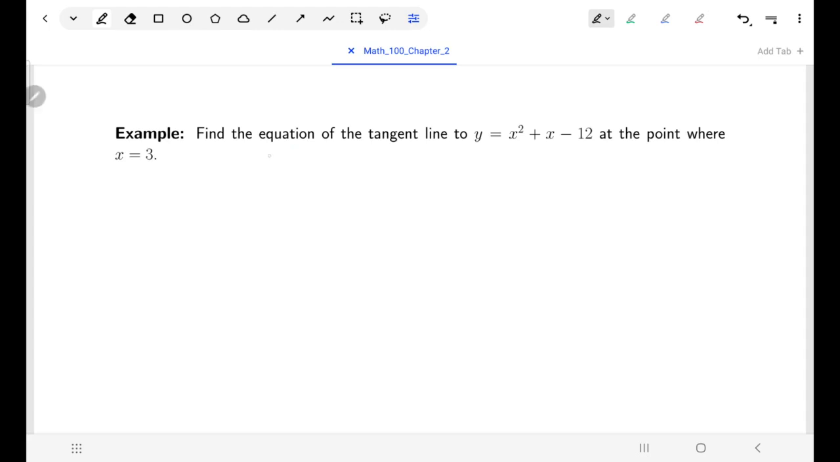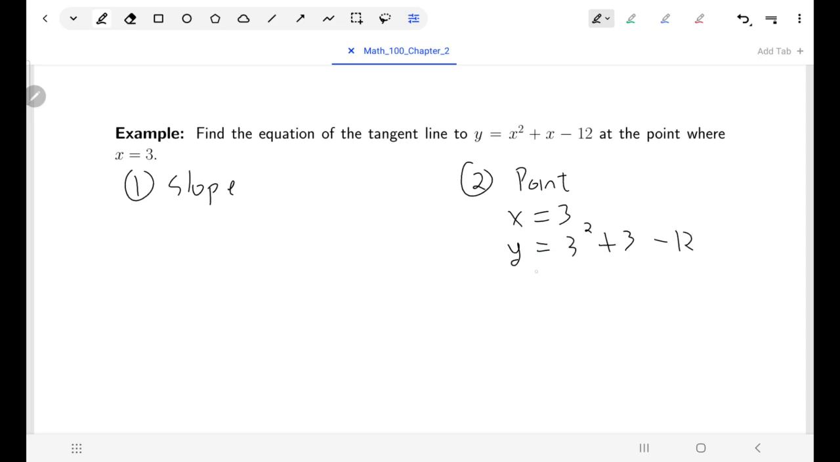So first thing, if I'm looking for the equation of a tangent line, I know that I'm going to need to find, number one, my slope, and number two, I'll need to know what my point is. I have part of the work already done for me because I know where my point is. My point is when x is 3, and I know where the y value is. I find that by putting 3 into my original function. So we have y is 9 plus 3 minus 12, which is 0. So we've got the point 3, 0. So my tangent line is going to touch the curve at 3, 0.